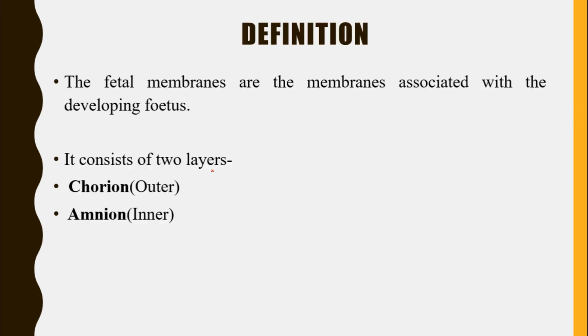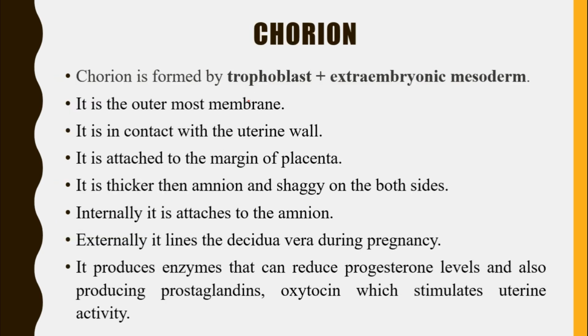Now the definition of the fetal membranes. Fetal membranes are the membranes associated with the developing fetus. It consists of two layers, chorion and amnion. As I've told you, amnion is the inner layer and chorion is the outer layer. Now we are going to see the chorion, which is the outermost layer. Chorion is formed by trophoblast plus extraembryonic mesoderm. So what is extraembryonic mesoderm?